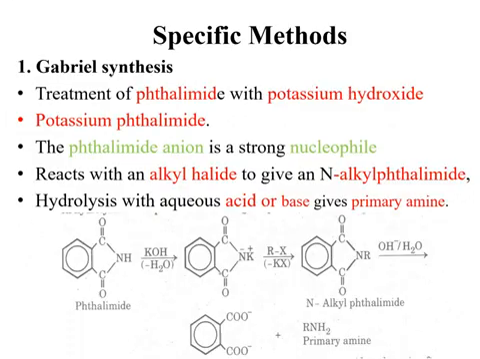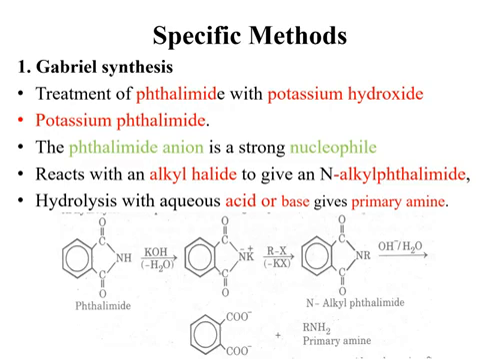Specific methods for the preparation of amines. The first method in this category is Gabriel synthesis. It involves the treatment of phthalimide with potassium hydroxide to form potassium phthalimide. The phthalimide anion is a strong nucleophile and it reacts with an alkyl halide to give N-alkyl phthalimide, which on hydrolysis with aqueous acid or base gives primary amines.